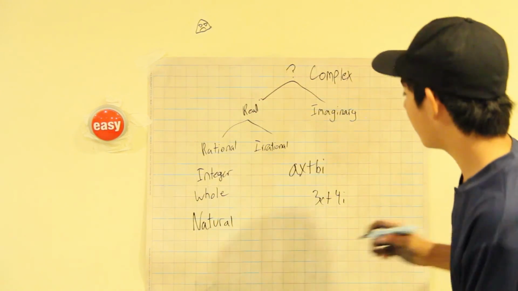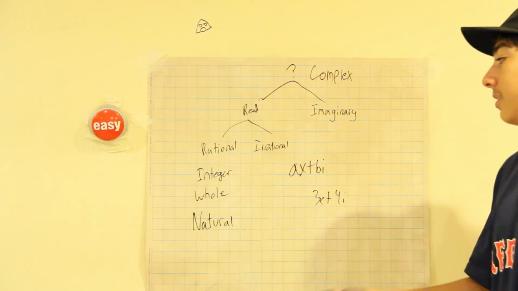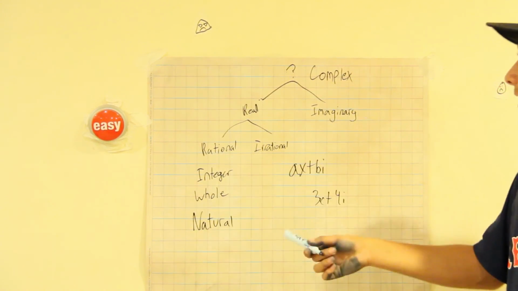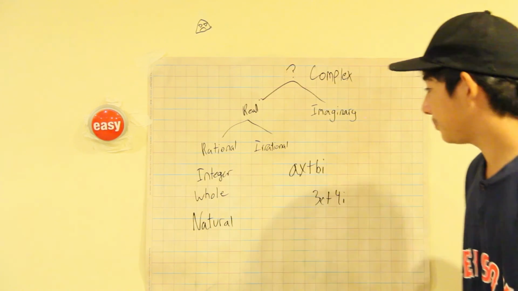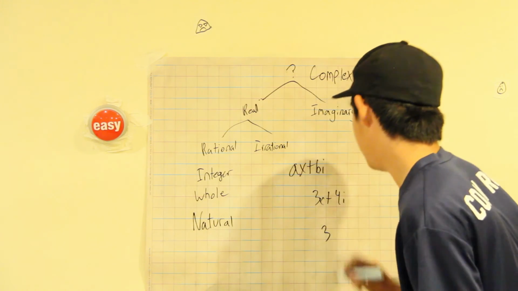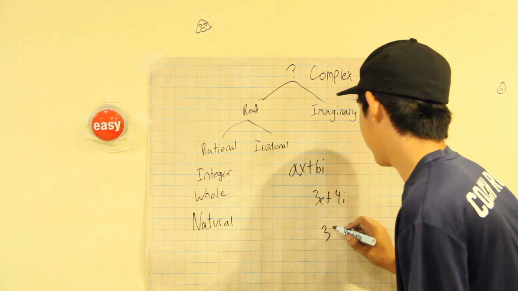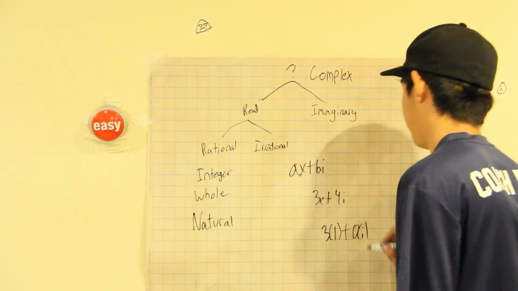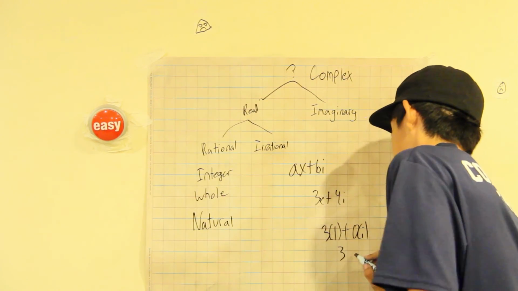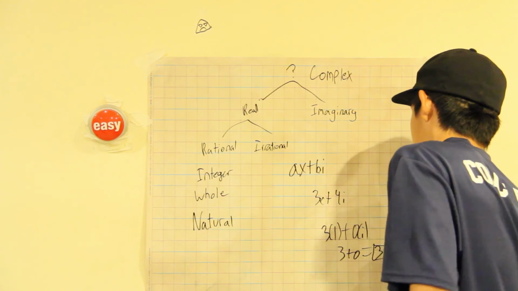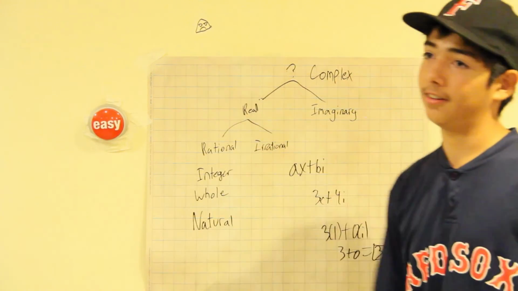This is true because let's say we're looking at a natural number like 3, okay? How could we write 3 in the form ax plus bi? Well, you could say something like 3, where x is 1, plus 0 times i, which is equal to 3 plus 0, which is equal to 3. Hard math right there. That was easy.